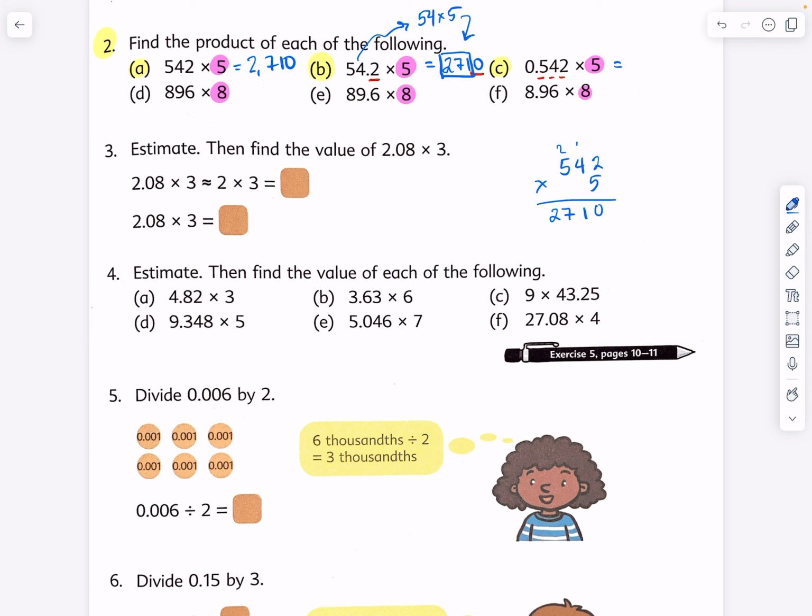Let's consider example C. We have 542 thousandths. Notice 3 decimal places multiplied by 5. Again, we might as well copy the same digits, 2, 7, 1, and 0. We have 3 decimal places on the left, so we must have 3 decimal places on the right, and our answer is 2.710. Now let's see if that answer makes sense. Notice we have 0.542. It's about a half, right? A half times 5, and we know half of 5 is going to be 2 and a little bit more. It's about 2.5, and that's exactly the answer we get.